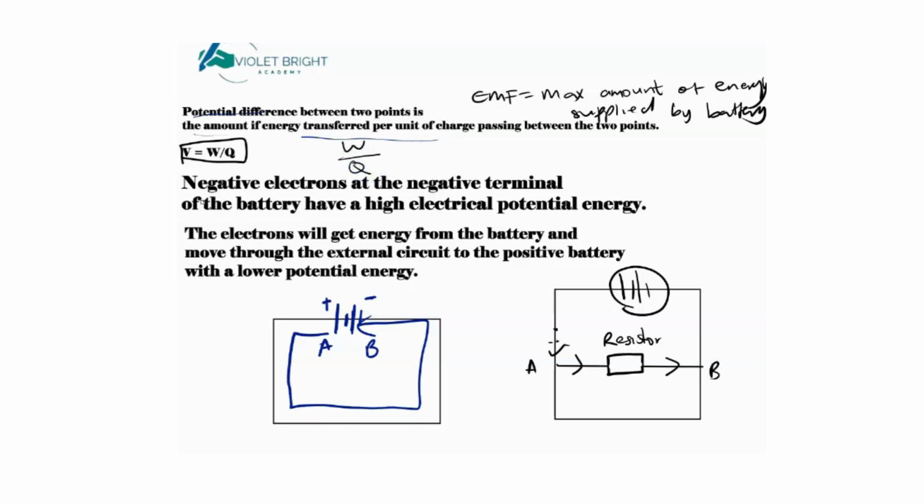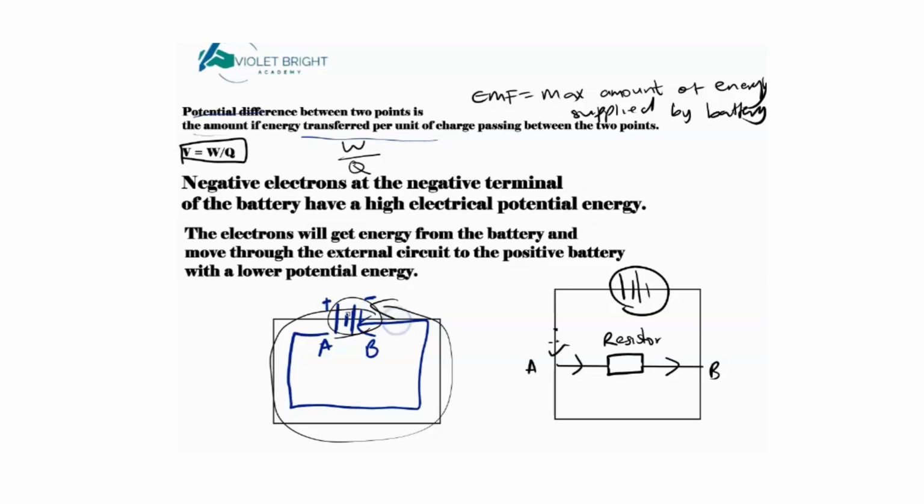So now, negative electrons at the negative terminal of the battery have a high electrical potential energy. What does it mean? It means that the electrons will get energy from the battery so that they will be able to move around the circuit. So remember now, these electrons here are the ones that will move from this part to the other part like that.